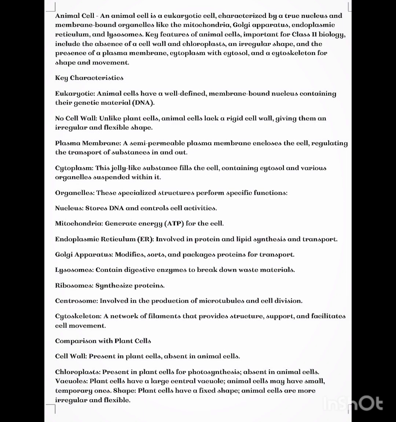Comparison with plant cells. Cell wall, present in plant cells, absent in animal cells. Chloroplasts, present in plant cells for photosynthesis, absent in animal cells. Vacuoles. Plant cells have a large central vacuole. Animal cells may have small, temporary ones. Shape. Plant cells have a fixed shape. Animal cells are more irregular and flexible.